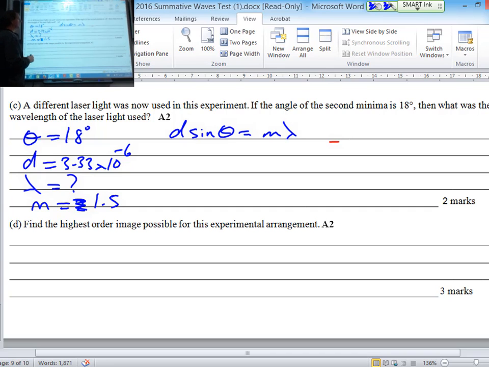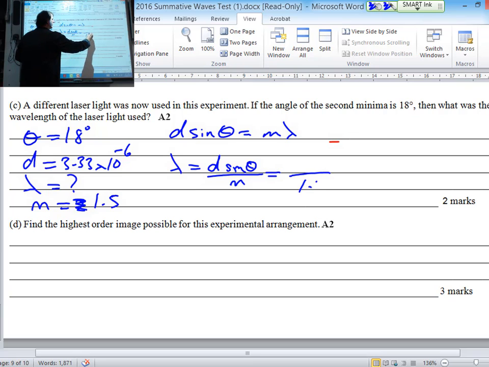So again, you're going to rearrange d sine theta equals m lambda for lambda. To find the wavelength, we're just going to divide through by m, where m is 1.5, and don't forget, that should be in degrees. And you'll get a wavelength of something times 10 to the minus 7.